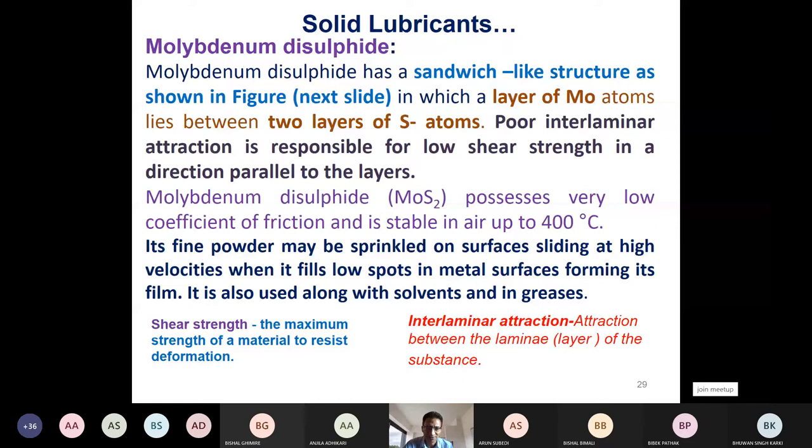Molybdenum sulfide possesses a very low coefficient of friction and is stable in air up to 400 degrees Celsius. Its fine powder may be sprinkled on surfaces sliding at high velocities, where it fills low spots in the metal surfaces, forming a film. Films are formed on different metal surfaces. It is used along with solvent and in grease.